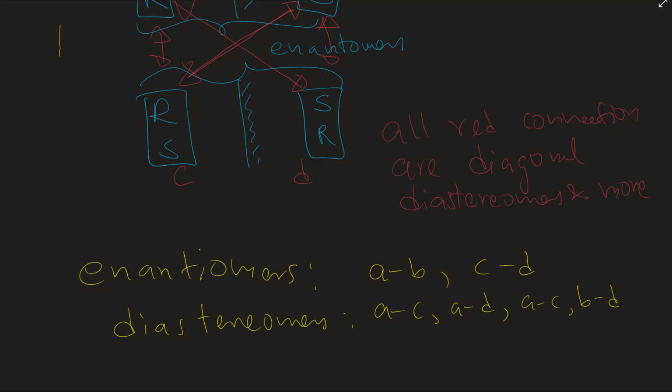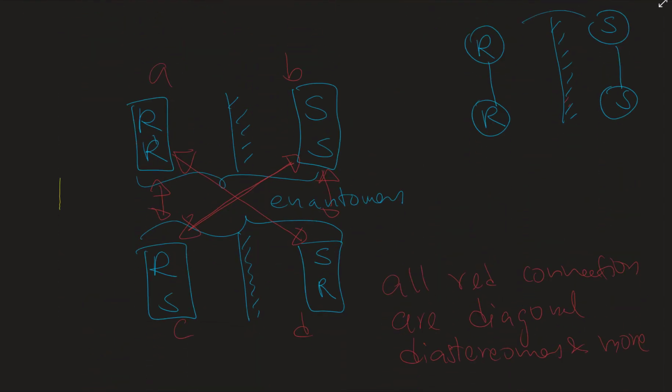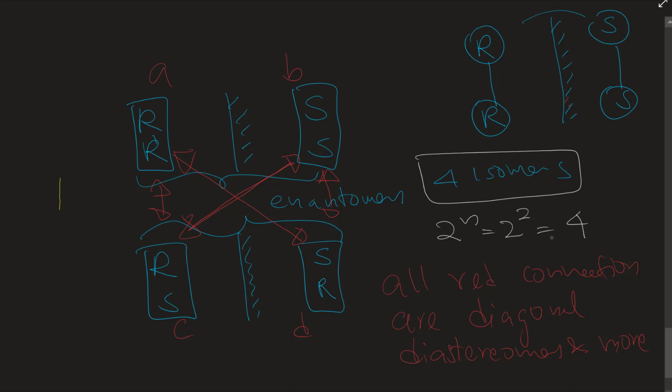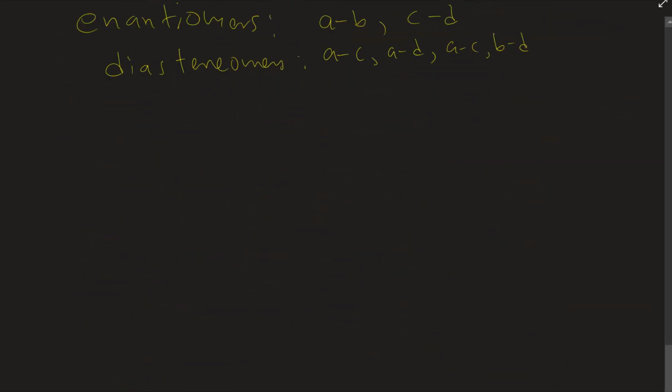Good. We will look at how many we got. Yes, I think we should look at how many chiral molecules we can produce, and that would be 2 to the n. So this one has two chiral centers. 2 to the 2 is 4. We saw already 4, right? That's how we know it.